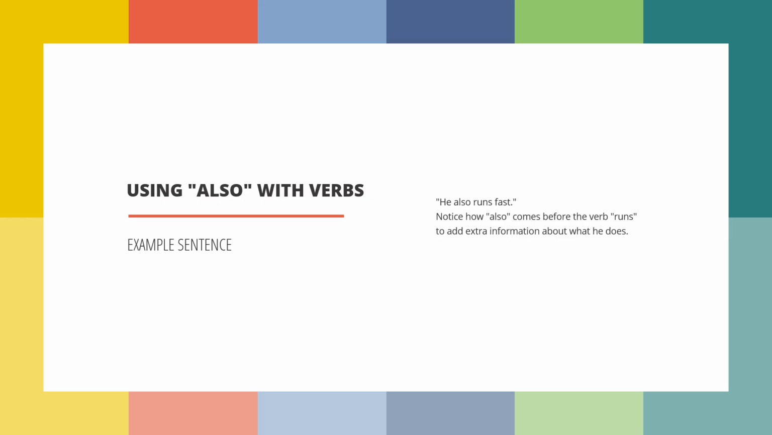Let's see how also works with verbs. He also runs fast. The word also comes before the main verb. This shows that running fast is an additional quality or action that he does.